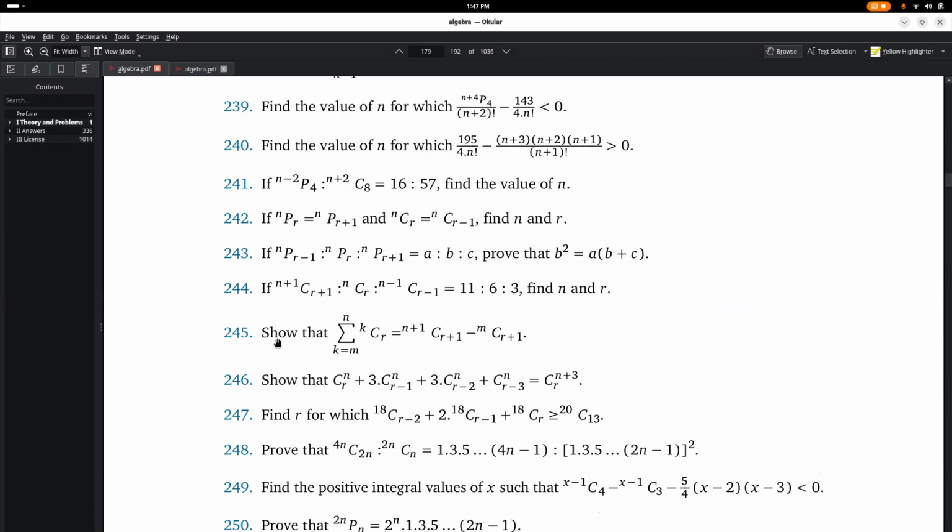Question 245 says, let's show that the sum of kCr, with k going from m to n, is equal to (n+1)C(r+1) minus mC(r+1).